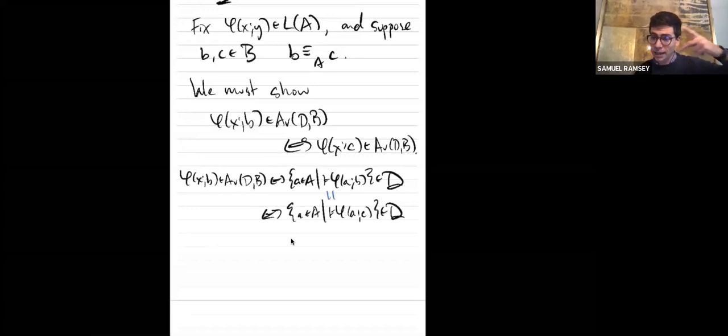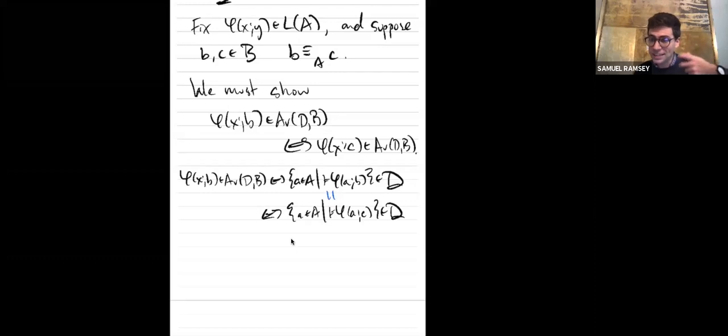If you had some a such that phi(a,b) was true, but not phi(a,c), then that would be a formula in the type of b which was not in the type of c. So it would distinguish them, but you've assumed that they're the same. And then this happens if and only if phi(x,c) is in Av(D,B).